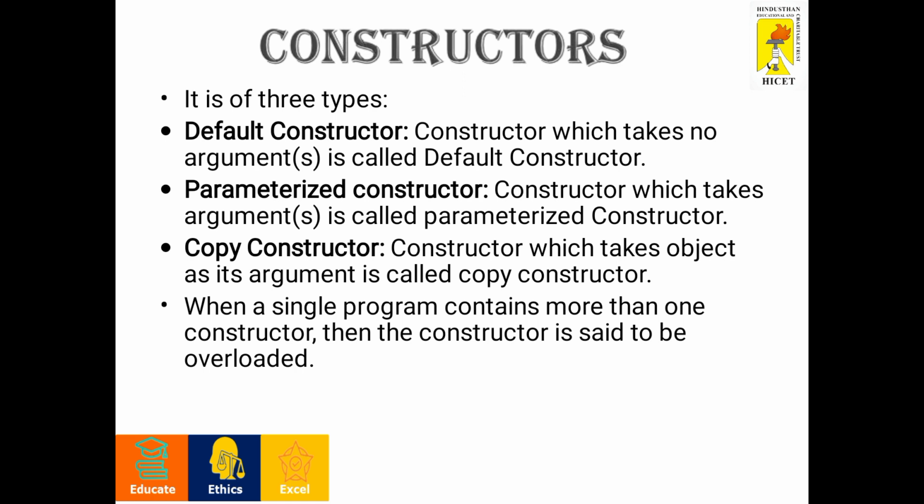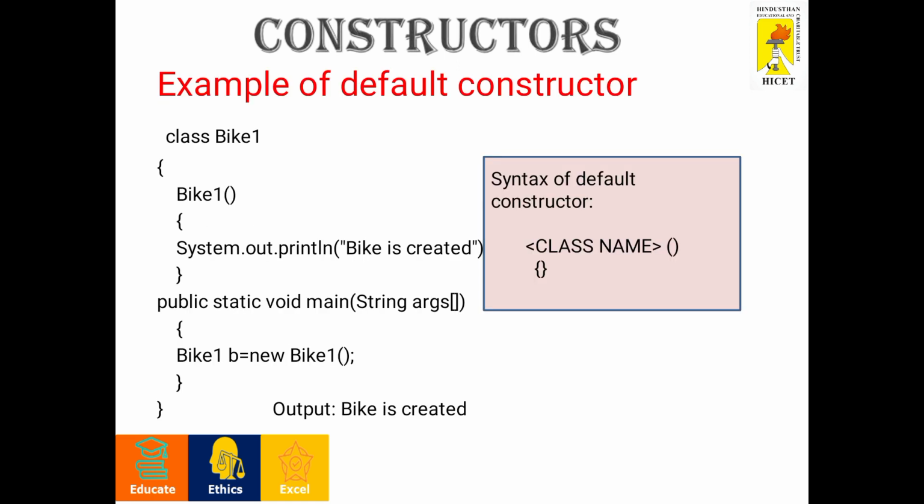A constructor without arguments is called a default constructor. A parameterized constructor means a constructor with arguments. In the copy constructor, the parameter is an object. When a single program contains more than one constructor, then the constructor is said to be overloaded.